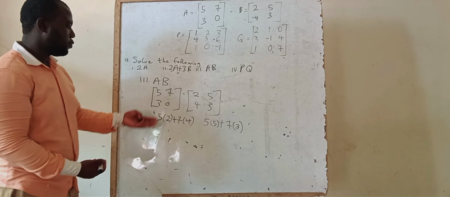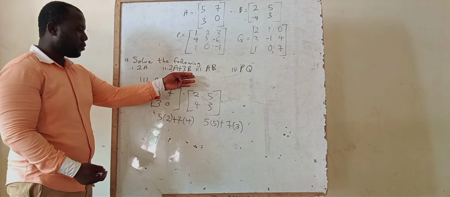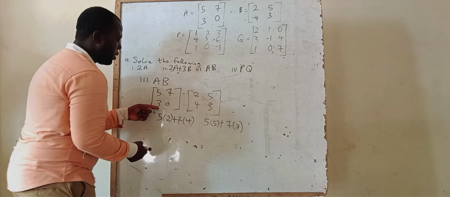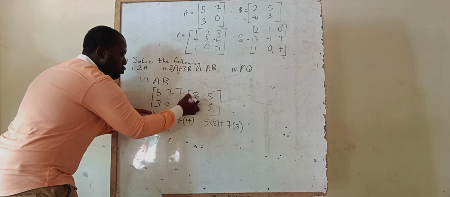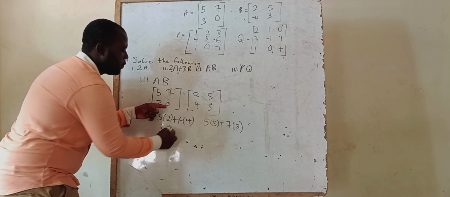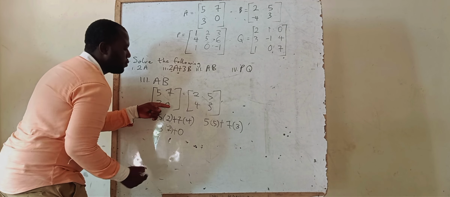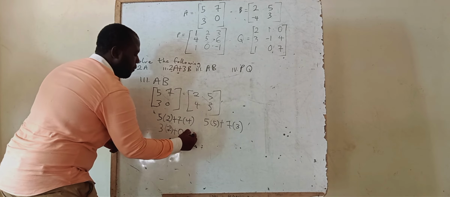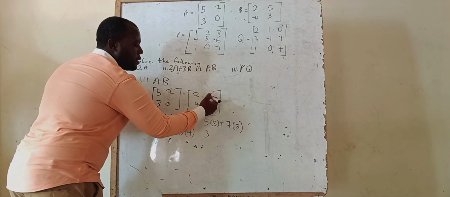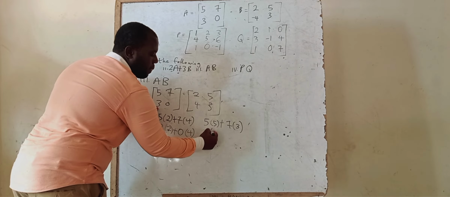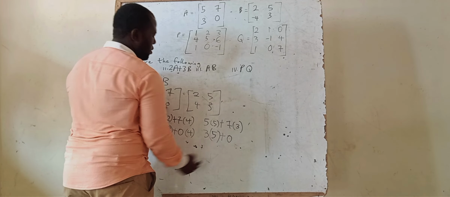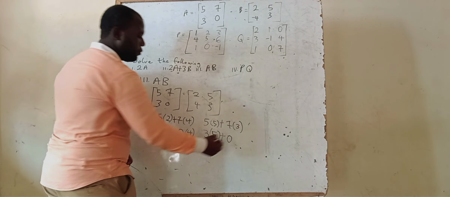Move on to the next row. We have 3 and 0. It will take on the first column. 3 and 0 also take on the second column. So 3. 3 will take on 2. We have 0, so we separate it with the plus 0. 0 will take on 4. We have the same 3 and 0 again. So 3 will take on the second column, 5. Then we have 0. 0 will take on 3.